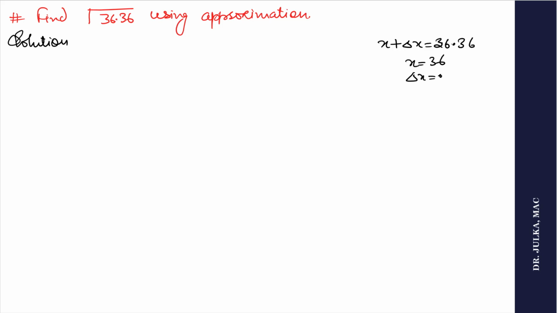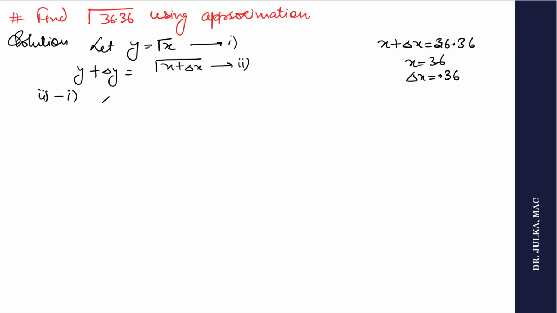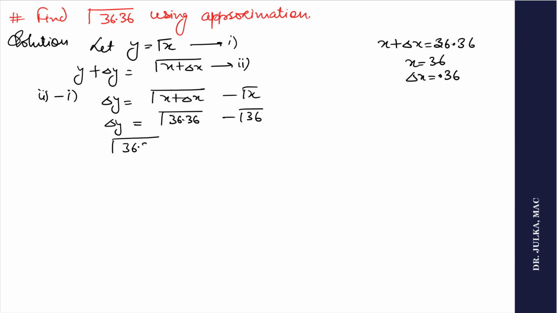Now we want to find out square root. So we'll take y equals root x. Suppose we want to calculate cube root, so we'll take y equals cube root of x. Now increase y by delta y and x by delta x. So take first from second, we'll get delta y equals root of x plus delta x minus root x. The value of x plus delta x is 36.36 and the value of x is 36. So root of 36.36 equals 6 plus delta y.